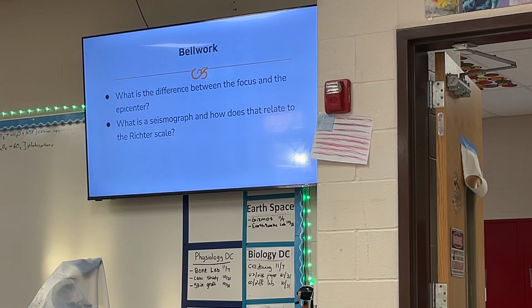What is a seismograph, and how does that relate to the Richter scale? It's an instrument that records ground vibrations during an earthquake. The Richter scale is a numerical scale that measures the magnitude, the energy of the earthquake, based on the amplitude of the waves recorded by the seismograph.